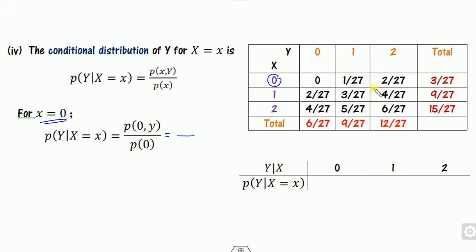Marginal of x for 0 is 3 by 27. So what is the value of y? Now you can substitute the value of y. For 0 comma 0 the value is 0, so the answer is 0.